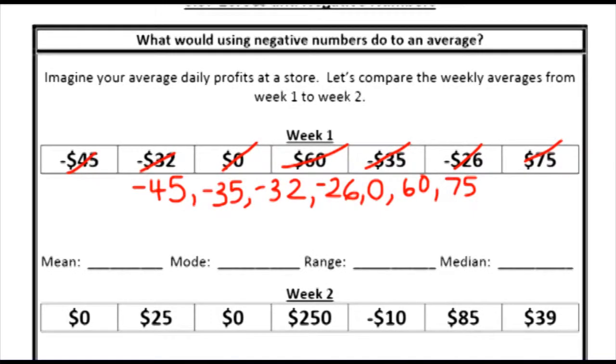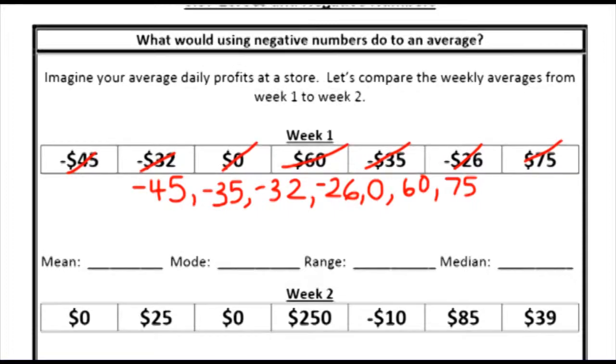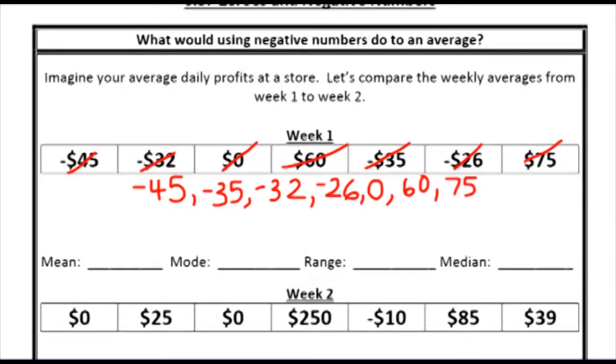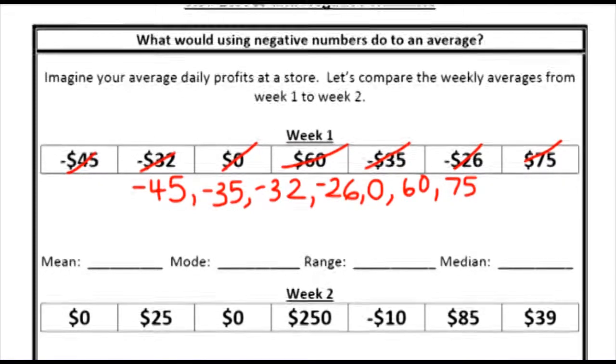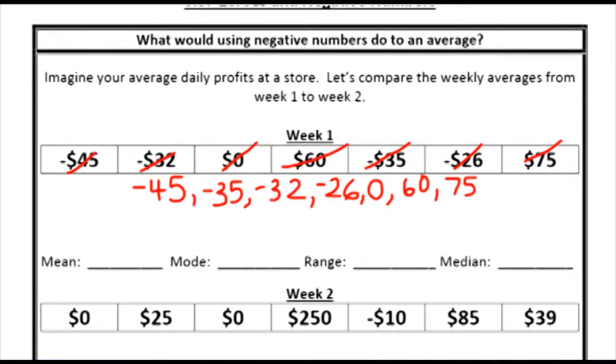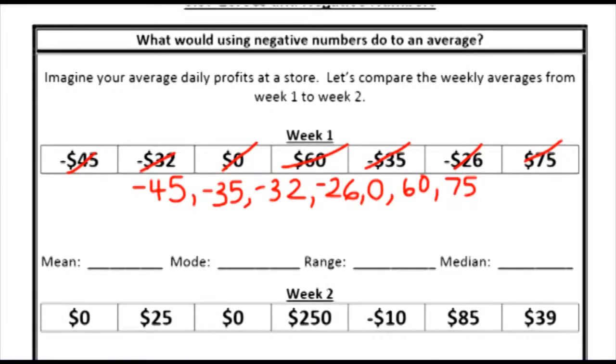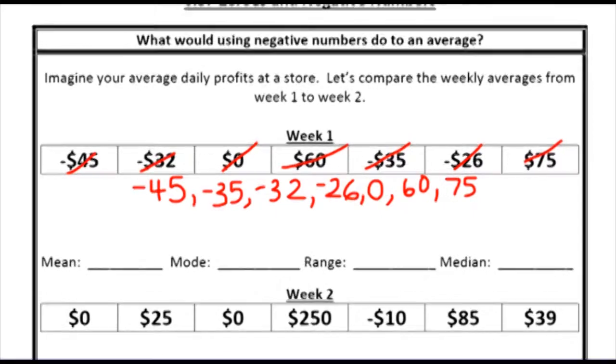I'm going to find the mean first. A quick calculator moment. I'm going to add up my values. So I just pulled out my calculator. I have negative 45. Now you can either add negative 35 or subtract 35, subtract 32, subtract 26. I can add my 0, even though, as we know, it's not really going to make a difference. Add my 60, add my 75, and I end up with negative 3. So my sum is negative 3.